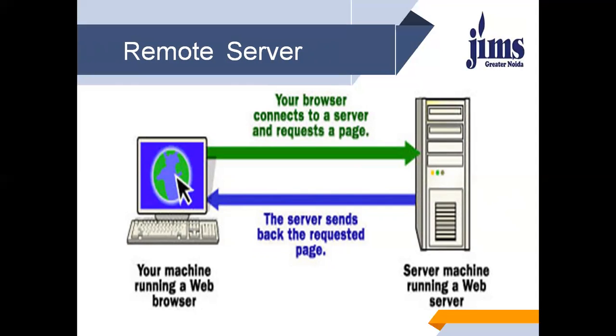Here we are seeing that your browser is connecting to a server. It requests a page. The server sends back the requested page. So here your machine is running the web browser and your server machine is running a web server. Actually, the web server is responsible for sending web pages to a browser on the client. And when the browser communicates with the web server, it results in a four-step HTTP transaction. So the client browser retrieves a web page from the server and displays the web page in the browser.